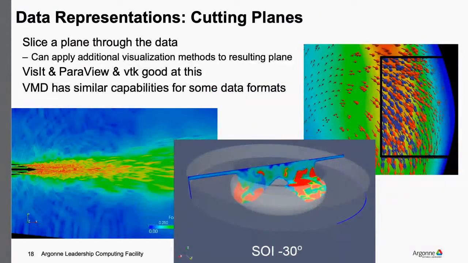Cutting planes are basically what it sounds like. You put a plane or slice through your data and color it by the values that are in that part of the mesh that you intersect. Again, VisIt and ParaView are really good at this, as well as VTK. VMD, the molecular dynamics tool, has some similar capabilities for certain formats.